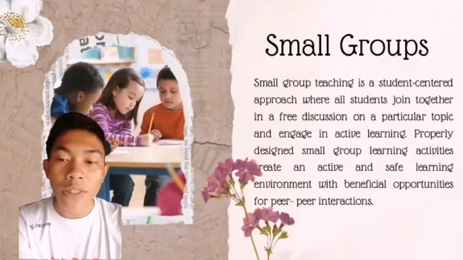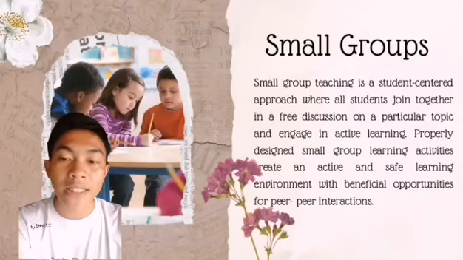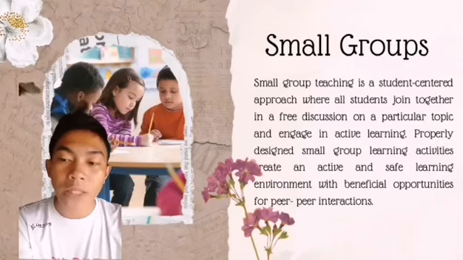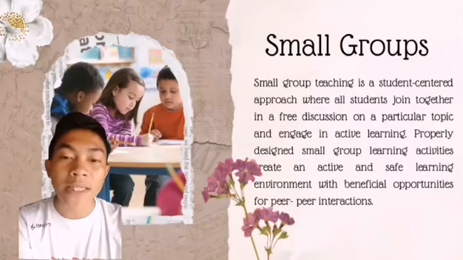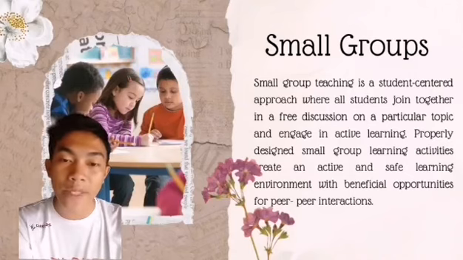Number 1, collaborative learning. Number 2, active engagement. Number 3, diverse perspectives. Number 4, personalized learning. And lastly, increased participation. Overall, small groups in learner-centered strategies create a dynamic and interactive learning environment where students actively engage with the content and with one another. It encourages the development of essential skills including communication, collaboration, critical thinking, and problem solving.